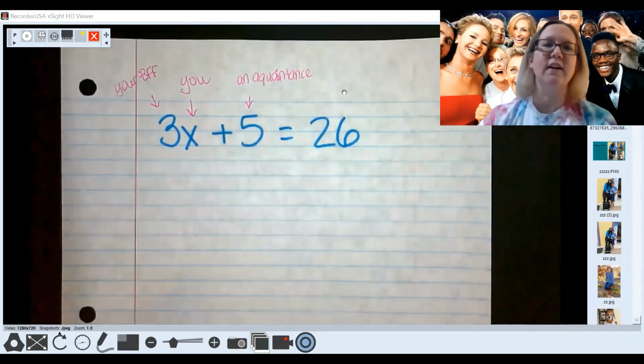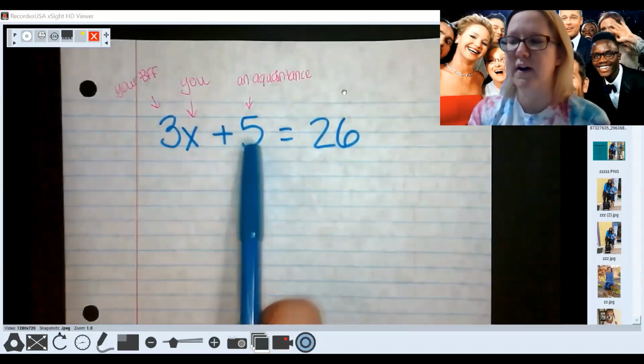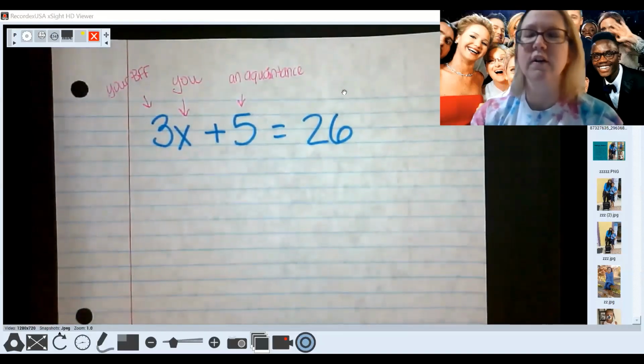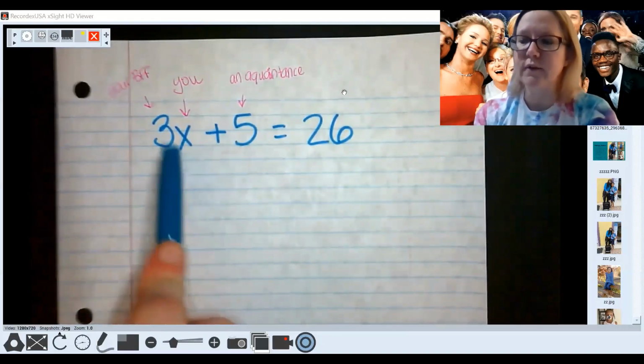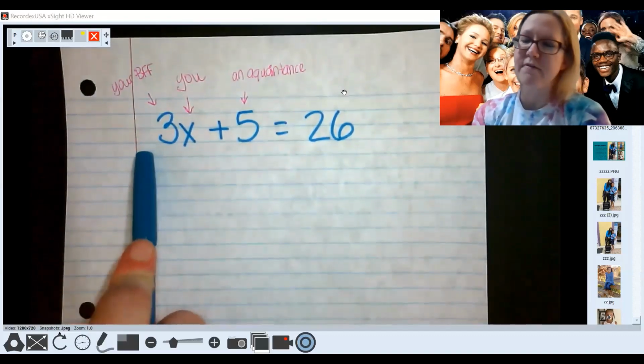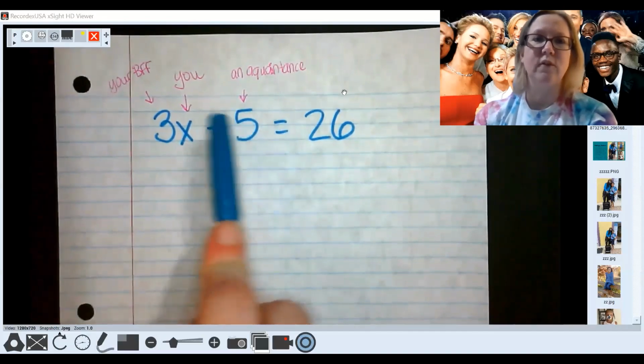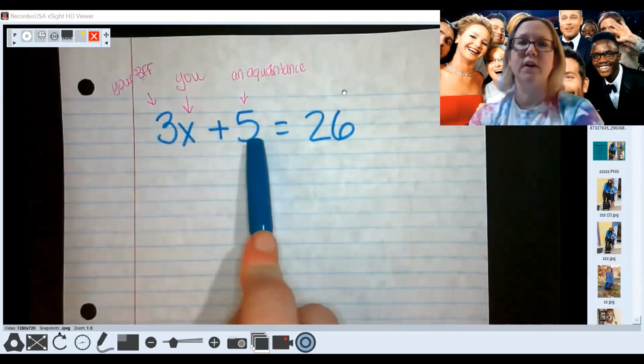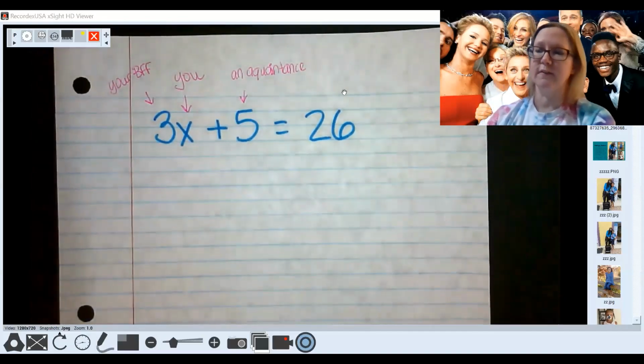One way you can look at that is looking at the 3 and the 5. Look at which one is closer to the x, and the closer value is the 3. So that would represent your BFF, and 5 is your acquaintance. So again, whatever's farthest from the variable is what we're going to get rid of first.